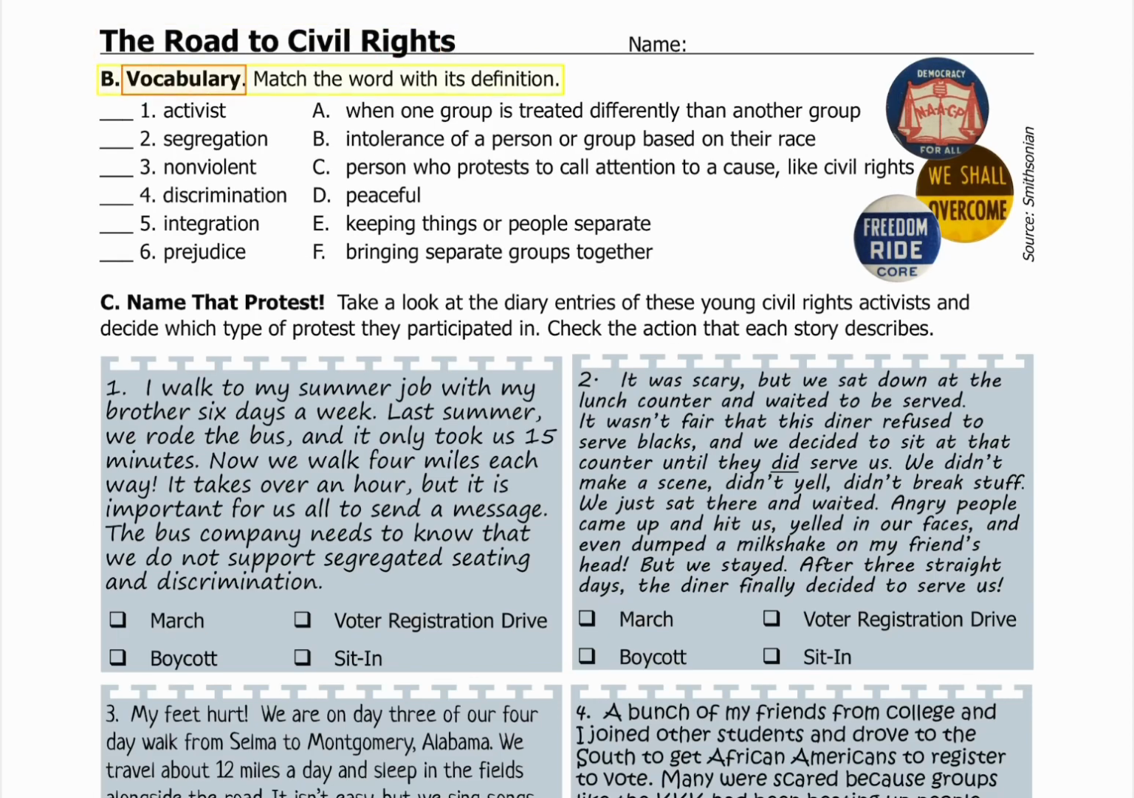Vocabulary. Match the word with its definition. 1. Activist. 2. Segregation. 3. Nonviolent. 4. Discrimination.